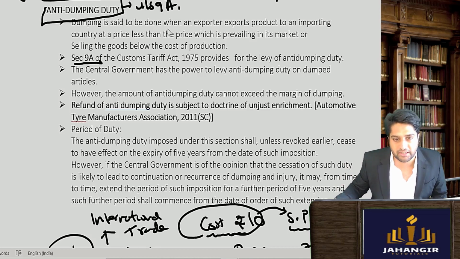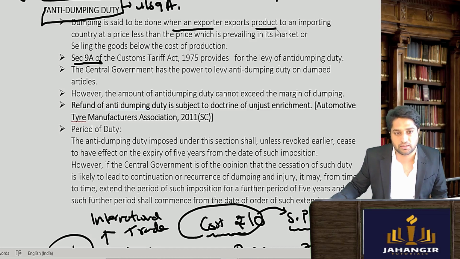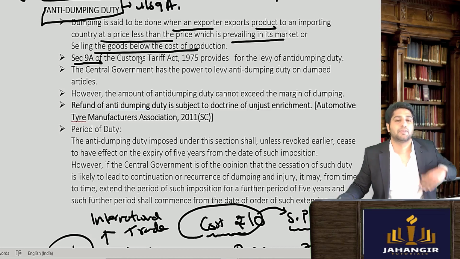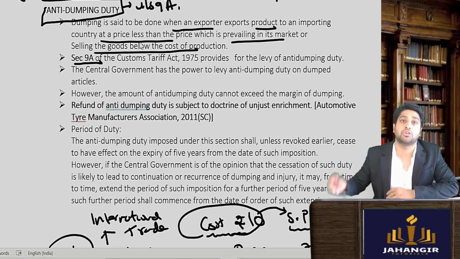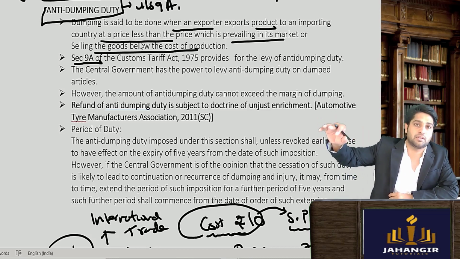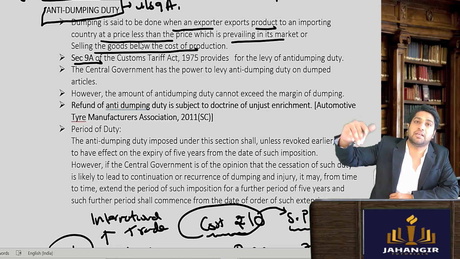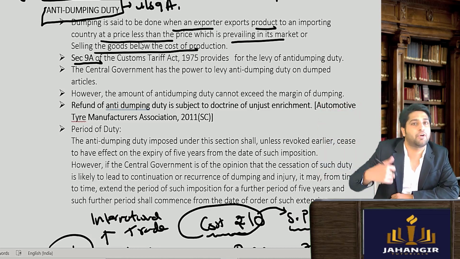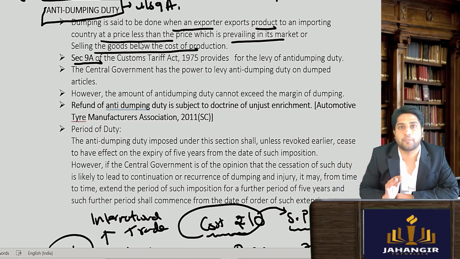Dumping is said to be done when an exporter exports a product at a price less than what is available in his market, or sells below the cost of production. For example, if he's a Chinese guy, in China he can sell it for 10 rupees in his market. But still he's not selling for 10, he's coming to India and selling for 8. So again we see that his intention is not to sell but to destroy.